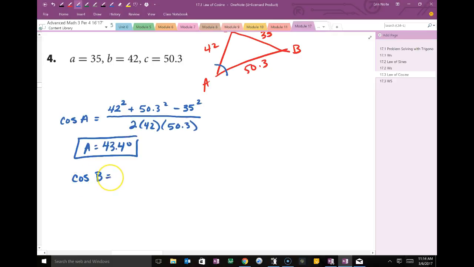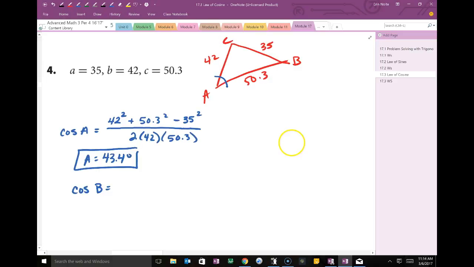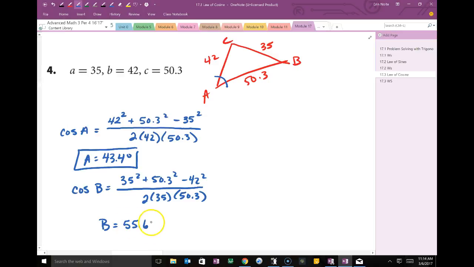So cosine of B, so if we go from B, that's 35. We're going to go 35 squared plus 50.3 squared minus 42 squared, over 2 times 35 times 50.3. Did anybody do this already, or should I do it? Oh, you already did? What'd you get? 55.6. Anybody concur with that? Seems right. It's slightly bigger than A, which it should be.